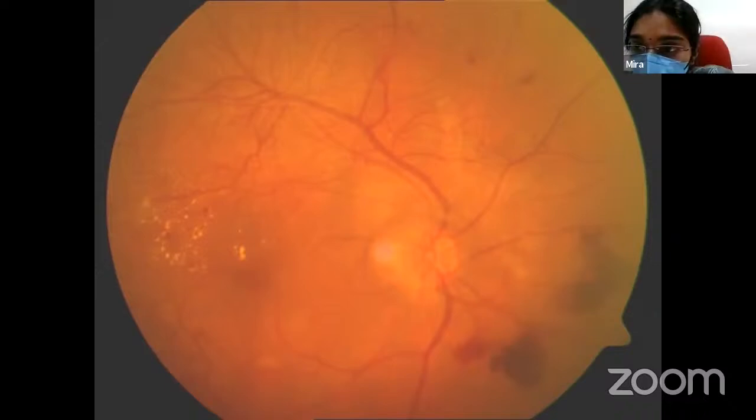High risk PDR. What are the criteria met by this particular patient? In this patient, there is neovascularization elsewhere more than 1/3 of the disc diameter, and also there is pre-retinal hemorrhage.